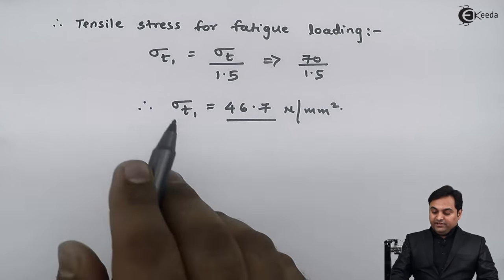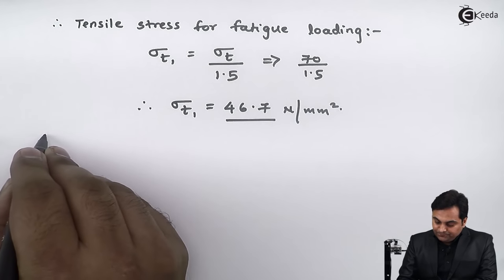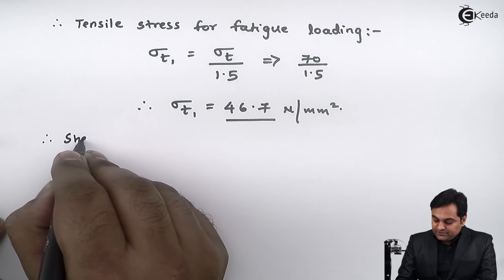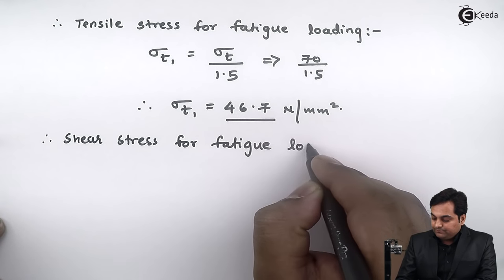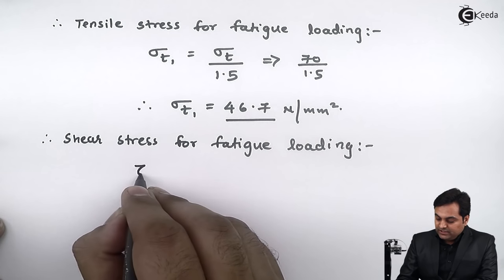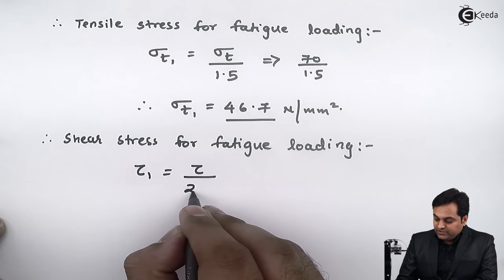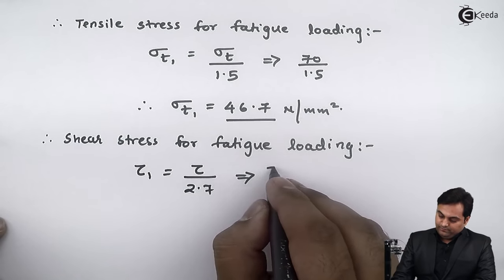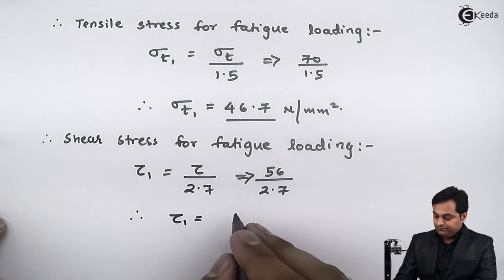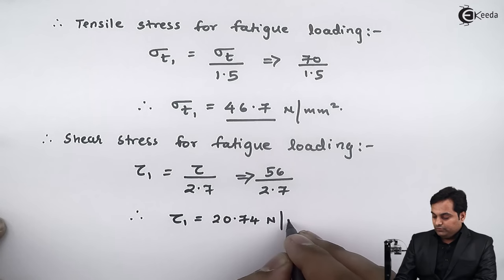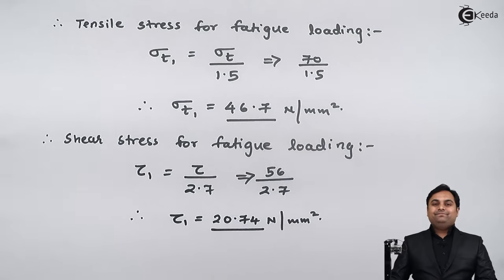Now after getting tensile stress for fatigue loading, similarly shear stress for fatigue loading. Shear stress I'll denote it by tau 1, and that will be tau upon stress concentration factor, which is 2.7. It is 56 divided by 2.7, so stress value is 20.74 newton per millimeter square. Now for designing the transverse fillet weld and parallel fillet weld, we would be using these values of stresses. So that is the importance of fatigue, or we can say stress concentration factor.